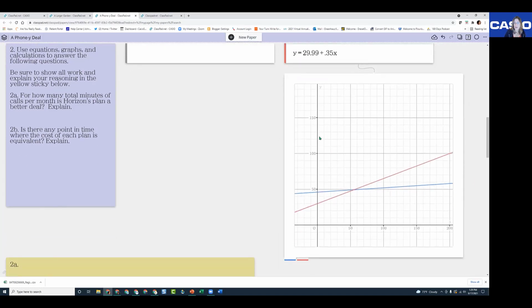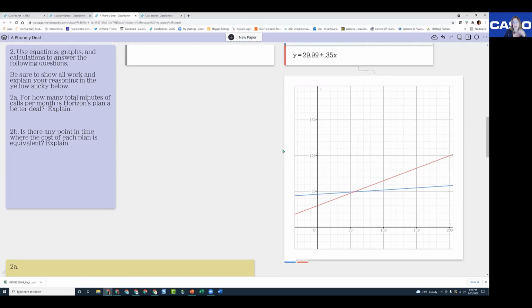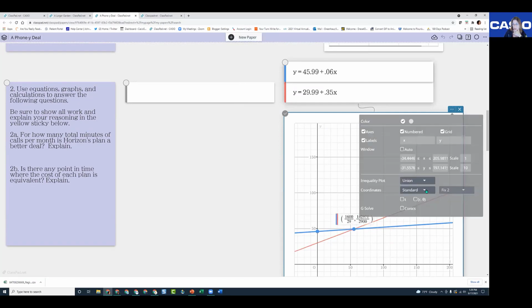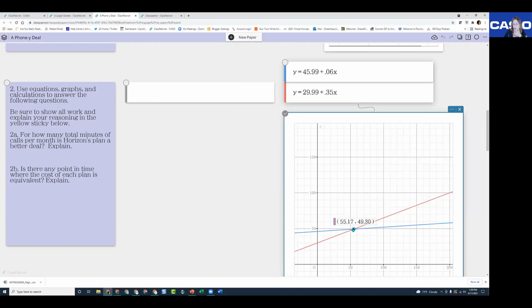So now, once you have it graphed, you can do your calculations. How many total minutes of calls per month is Horizon's Plan A a better deal? Explain. So this is now about comparing the equations and comparing the graphs, coming up with ways to find that solution. So you'll notice on ClassPad, and I'm going to change this to have decimal. So that's settings. At this point, what does that point mean? Well, it means at 755 minutes, 0.17 and 49.3. So does that make sense in minutes? When they're exactly the same.